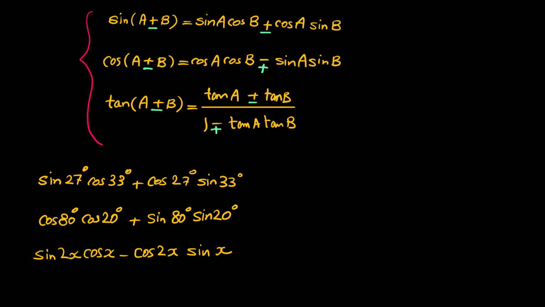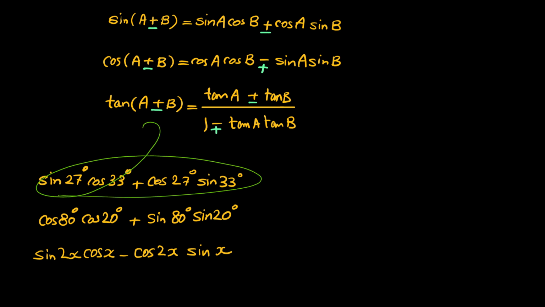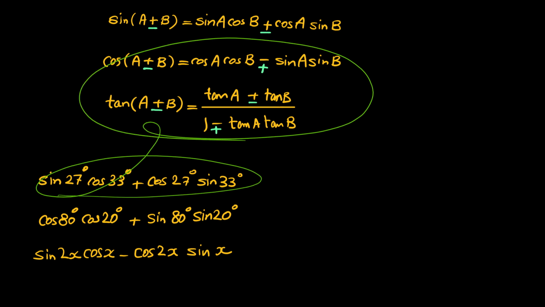identities for sine, cosine, tangent that involve sum and difference of two angles. Sine of A plus B is sine A cosine B plus cosine A sine B. And if between A and B we have minus, then on the other side, between these two terms, we have a minus. Let us start with this first example before we look at the other identities that we have here.